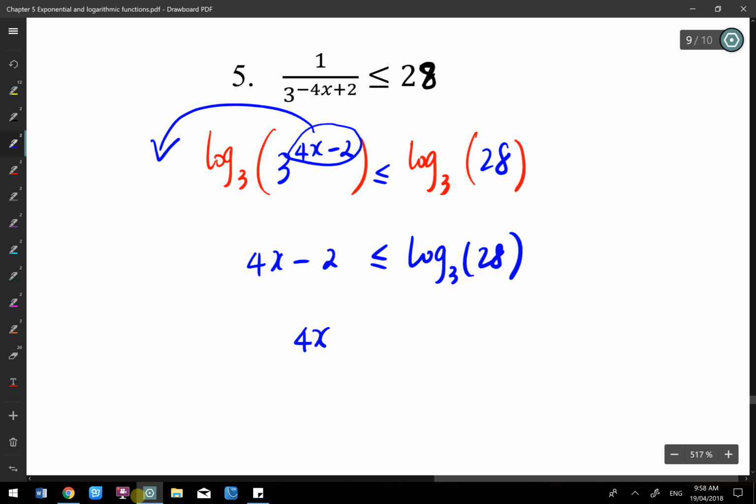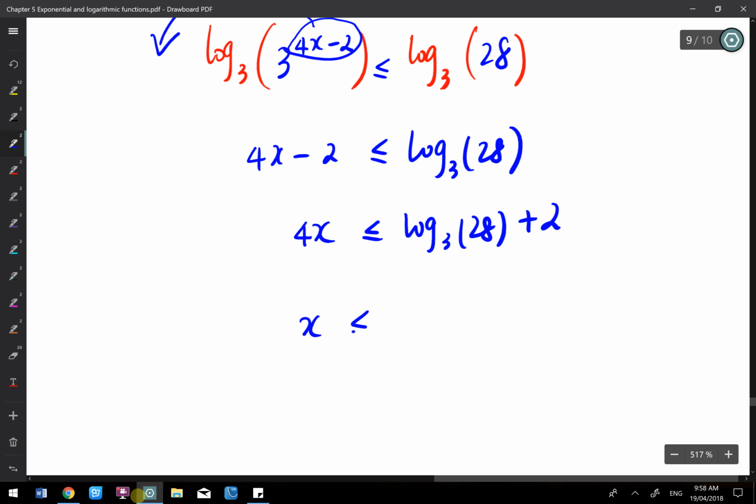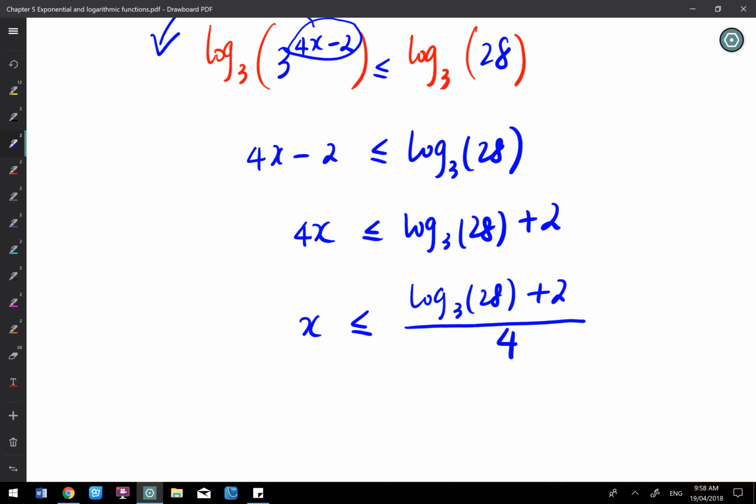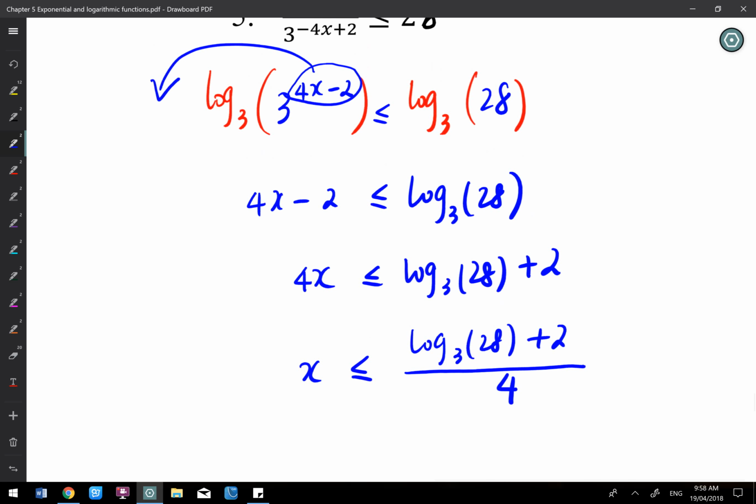And then we have 4x less than or equal to that plus 2. So x is less than or equal to log base 3 of 28 plus 2, over 4. That's how you solve an inequality when the base is not the same on both sides. You log something on both sides, but what number do you choose? You choose the same base as the one that contains the variable.